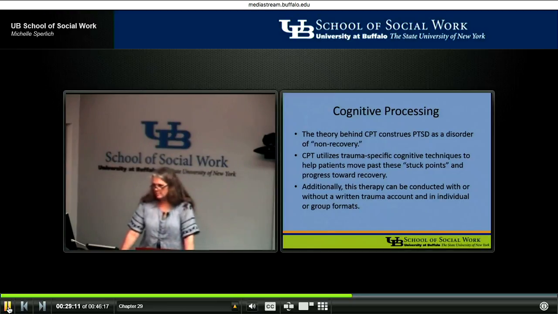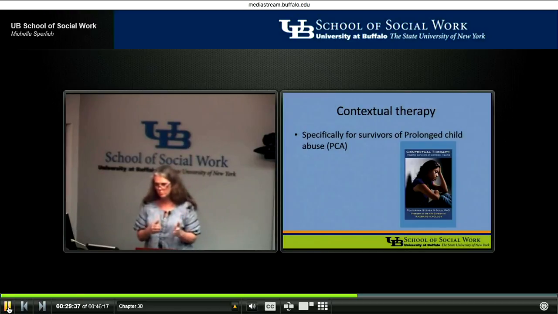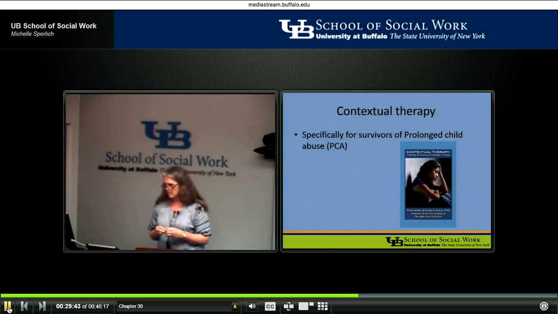The theory behind CPT construes PTSD as a disorder of non-recovery. Specifically, symptoms are attributed to an inhibition or stalling out in the natural process of recovery, which prevents individuals from completely working through troublesome trauma-related thoughts. CPT uses trauma-specific cognitive techniques to help clients move past these stuck points and progress toward recovery. Importantly, this therapy can be conducted with or without a written trauma account and can be used in individual or group formats.